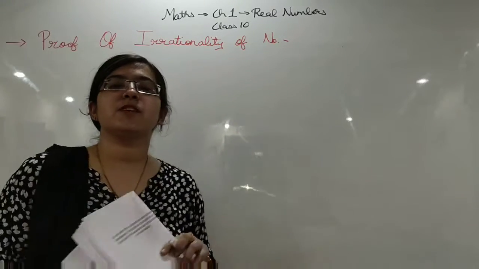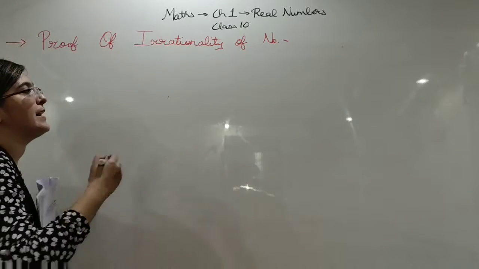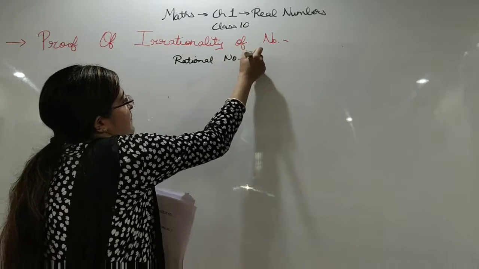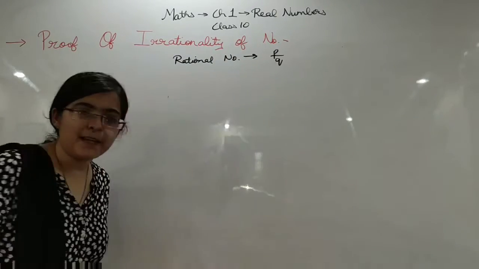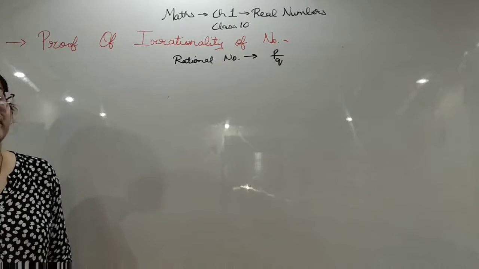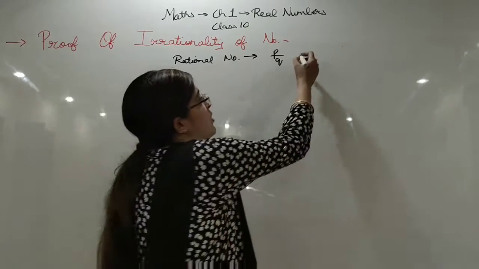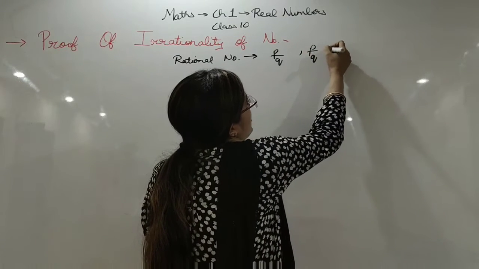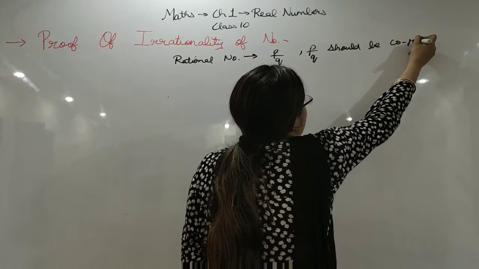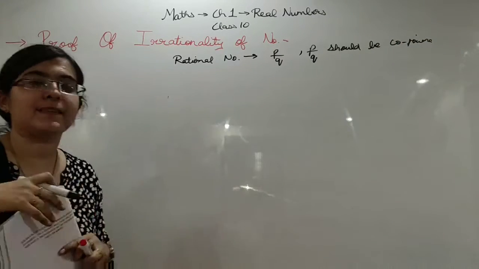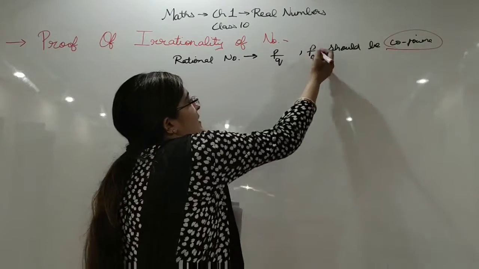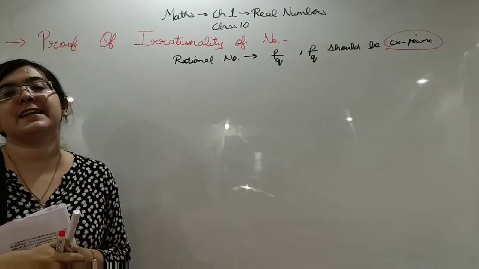Before starting this question, students, remember one thing: a rational number can be expressed in the form p by q. Here one condition is also there, that p and q should be co-prime. Remember this condition. What does it mean? Co-prime means that they should not have any common factor.